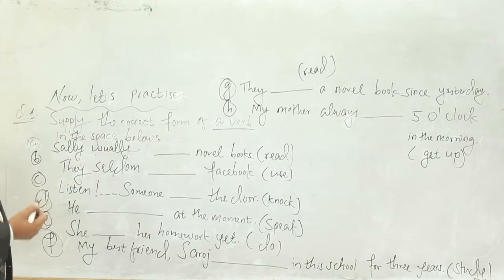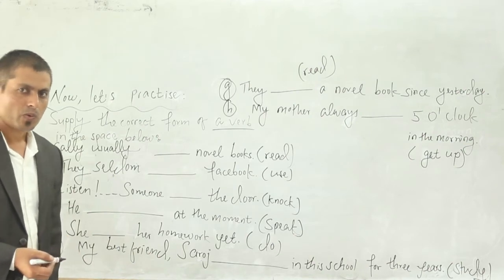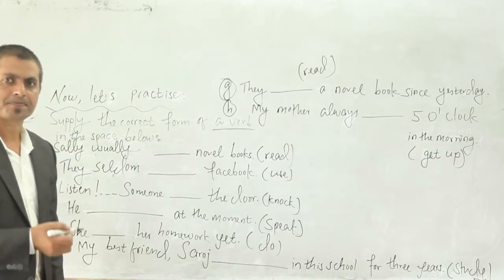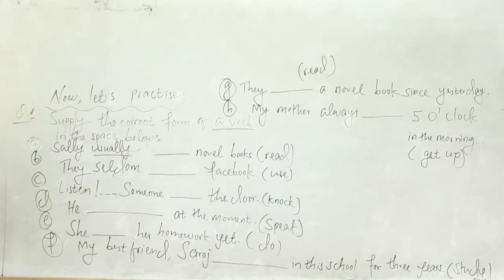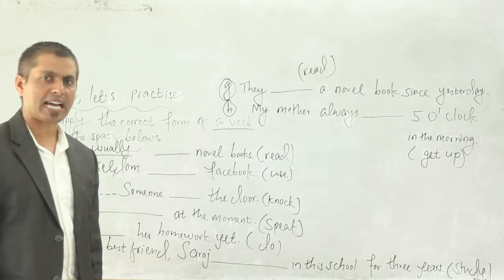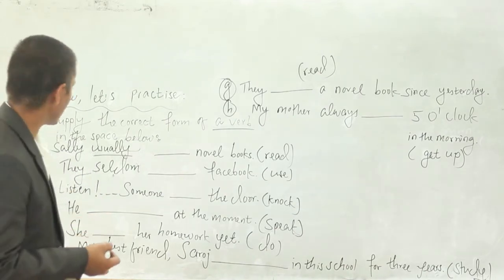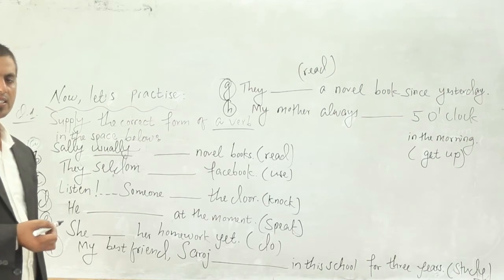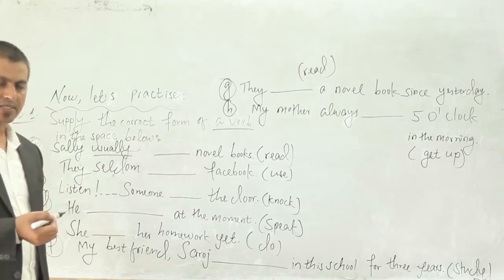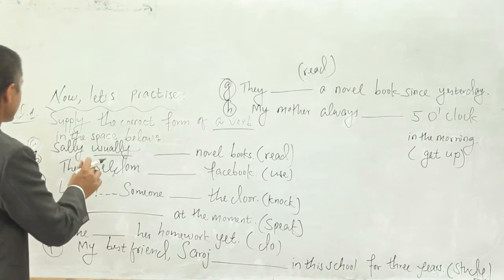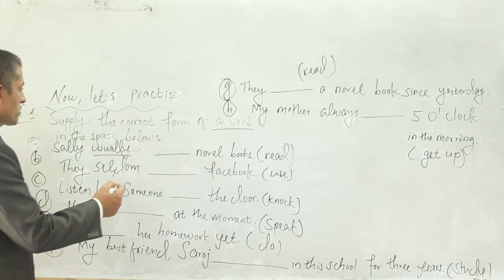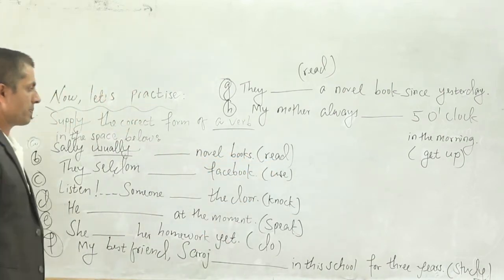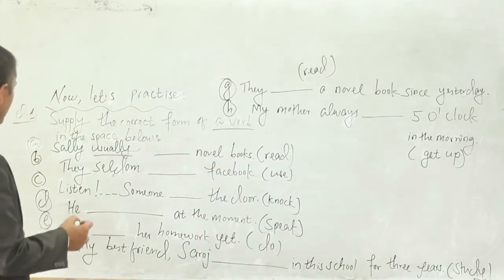Sally usually dash read. Okay, what I told you before, what you learned before: if there is a time word like usually, then this is a general activity, a repeated activity. So on the basis of that time word, we should supply the correct form of the verb from the base verb given here. So what is the answer?